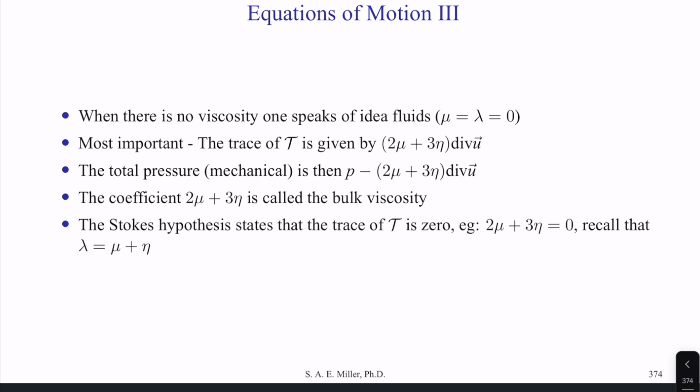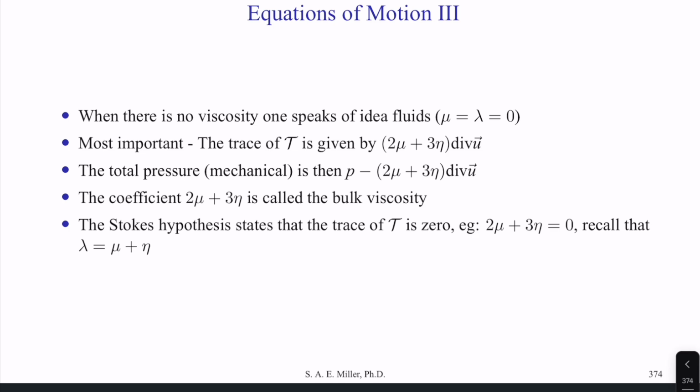The trace of the particular equations is important. We can also find a total or mechanical pressure, which we'll write as P minus 2 mu plus 3 eta divergence of U. The bulk viscosity will be viewed as 2 mu plus 3 eta. This is really an assumption and not entirely correct, in my view, of George Gabriel Stokes.